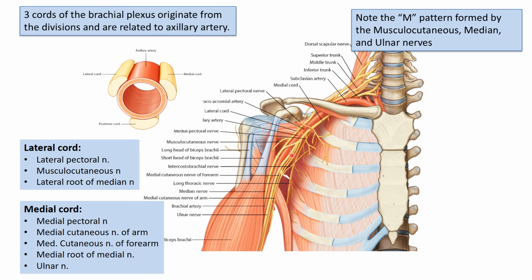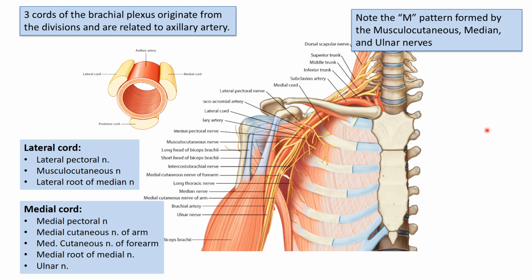So again, if we summarize the branches of the medial cord, there are two cutaneous branches, one going to the arm, one going to the forearm. Because of their origin from the medial cord, they are called medial cutaneous nerve of the arm and medial cutaneous nerve of the forearm. In addition, there is another one going to the pectoral region. Because of its origin from the medial cord, we call it medial pectoral nerves. In addition, it has two terminal branches. One is its contribution to the formation of the median nerve, and another main terminal branch is the ulnar nerve. Okay, this is the ulnar nerve.